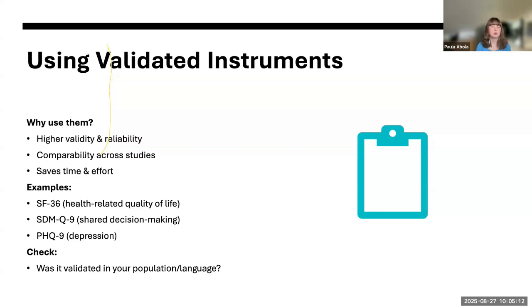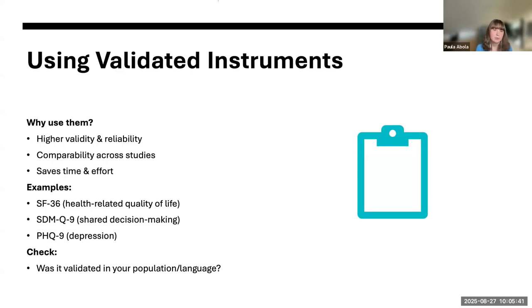And you must also check whether the instrument has been validated for your specific population and for language. A lot of these instruments, for example quality of life, you can apply to any condition or disease. But you might have a specific instrument that is only for a specific condition. For example, vaccine satisfaction is obviously only used in vaccine research. So you must be validating in the specific field.